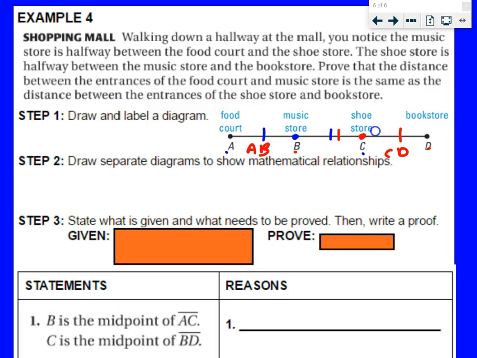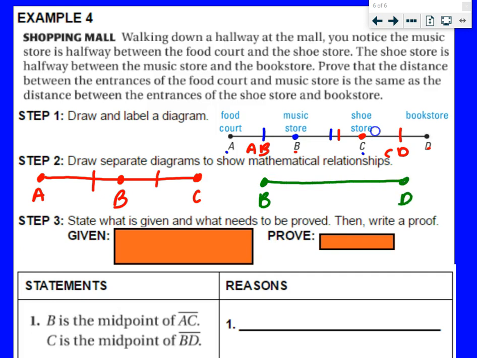Draw a separate diagram to show mathematical relationships. So that's just saying we want to draw out that A, C, and then B in the middle. We have that congruent relationship there. And then we also have the congruent relationship between these two here. So it's just kind of separating them out, that they are congruent.